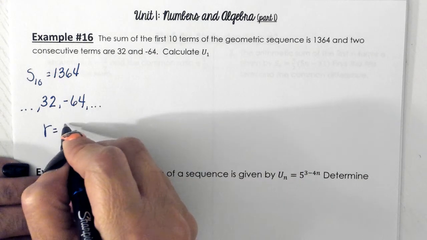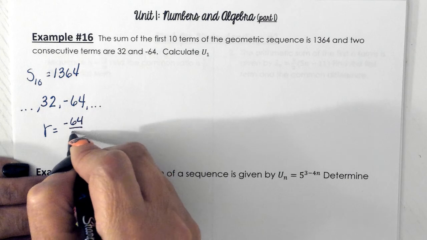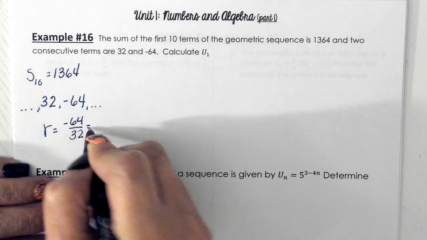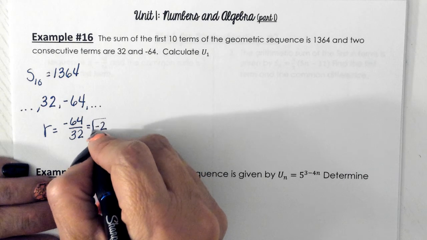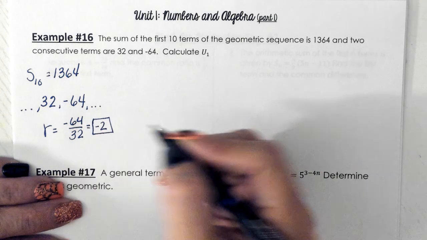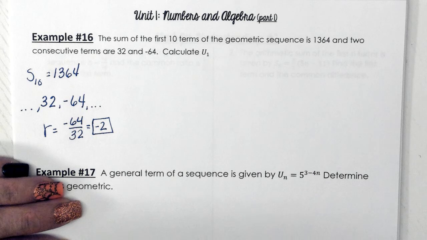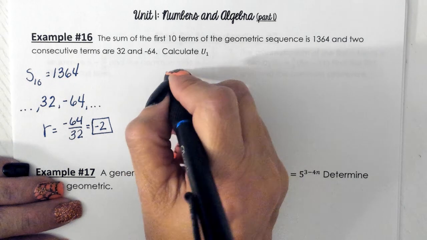So the common ratio would be negative 64 over 32. I'm going to simplify that and get negative 2. So I know that negative 2 is the common ratio. I don't exactly know the first term though, right? But here's what I know.